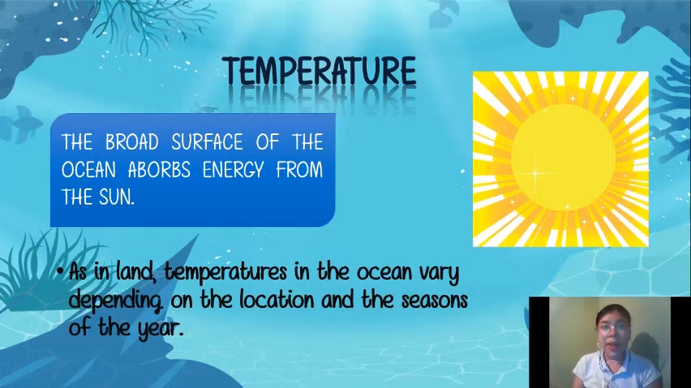As in land, temperatures in the ocean vary depending on the location and the seasons of the year. Alright? It means that if it's winter, the water of the ocean will be colder. But if it's summer, the water of the ocean will be hotter. It depends on the weather of the season we are talking about. For example, in summer the temperature is hotter, so the water will be hotter. And if in winter the weather is colder, the water is going to be colder.